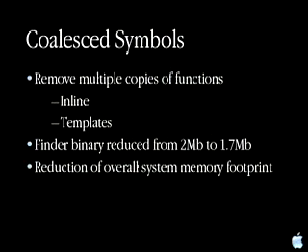The first thing we added is coalesce symbols. What this does is remove multiple copies of functions that have been created through inlining and templates. What we've seen is the Finder binary went down about 300K, from 2 megabytes to 1.7 megabytes. And we've seen similar reductions in other C++ programs, especially PowerPlant programs. And this is giving us an overall reduction in the system memory footprint. And you're going to hear this theme returned to over and over through this talk.